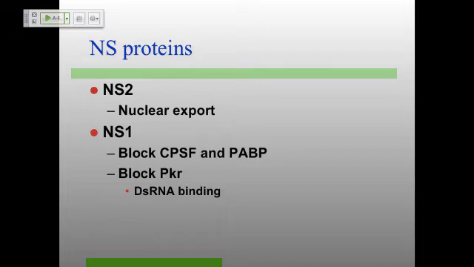If you remember, NS2 was actually present in the virion. NS1 is not present in the virion. This is one of the only proteins that doesn't get packaged in terms of the virion because you only really need it much later on in the whole process.